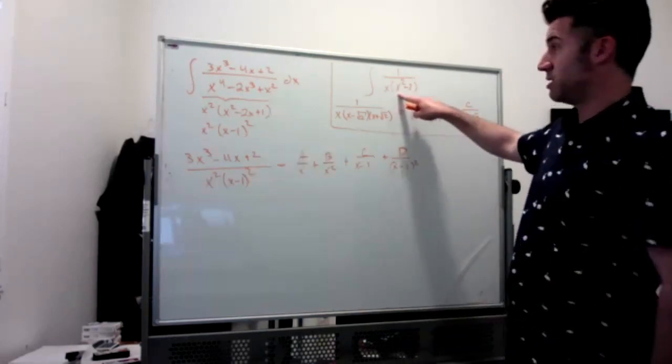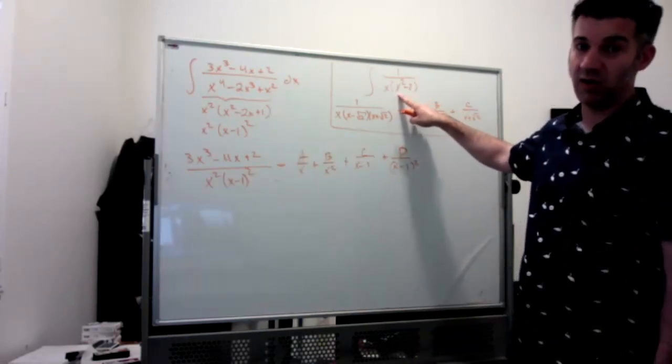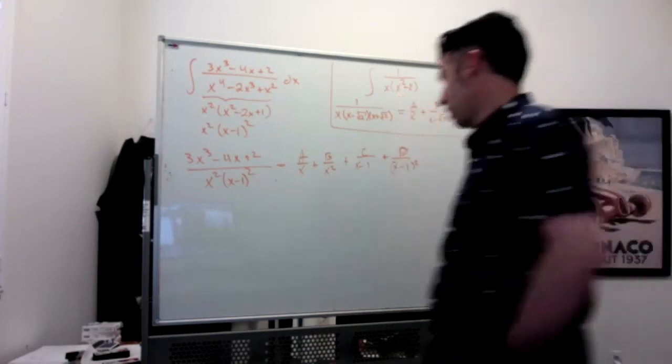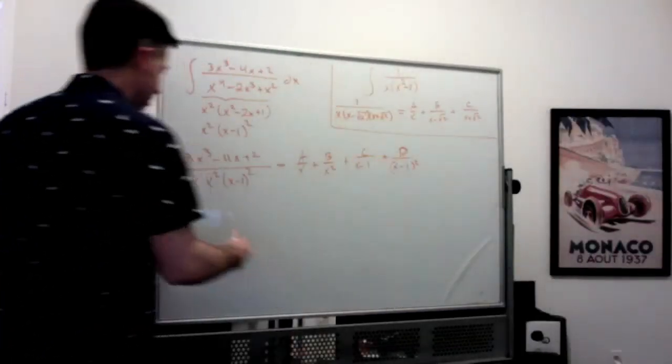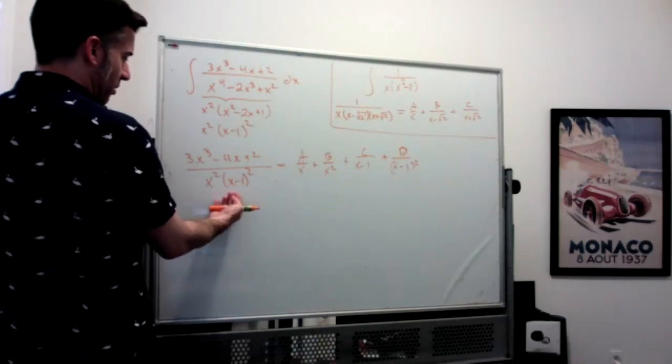The things that make this 0 are the square root of 2 and the negative square root of 2. Oh, those are real numbers, so it factors. Okay, but back to what we're actually working on. Let's multiply both sides by this denominator.